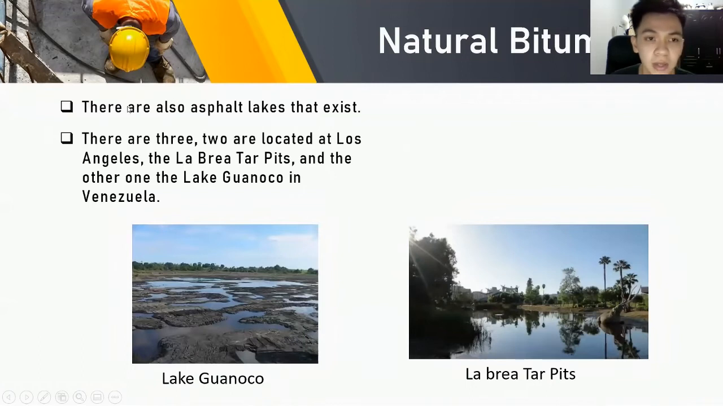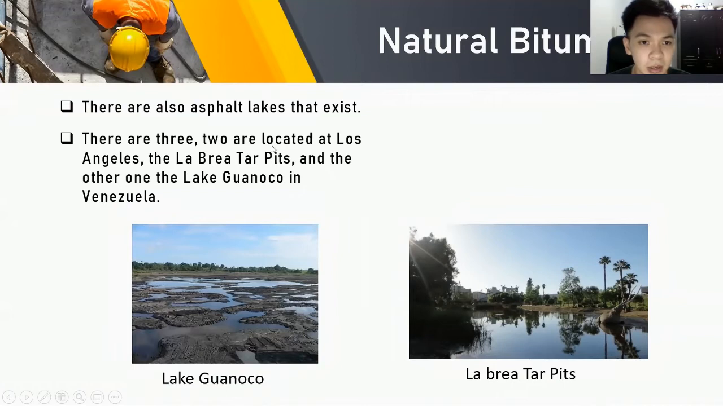Okay, so ito yung maganda rito. At ngayon ko lang din na-discover na meron pala tayong tinatawag na asphalt lakes. So may nag-exist pala sa mundo natin na asphalt lakes. Diba? Sa mga lakes lang natin, tubig lang ang laman. Pero dito, may asphalto palang lakes. Akala nyo tubig yan, asphalto pala yan. Okay, so meron daw tayong tatlo lang sa mundo natin.